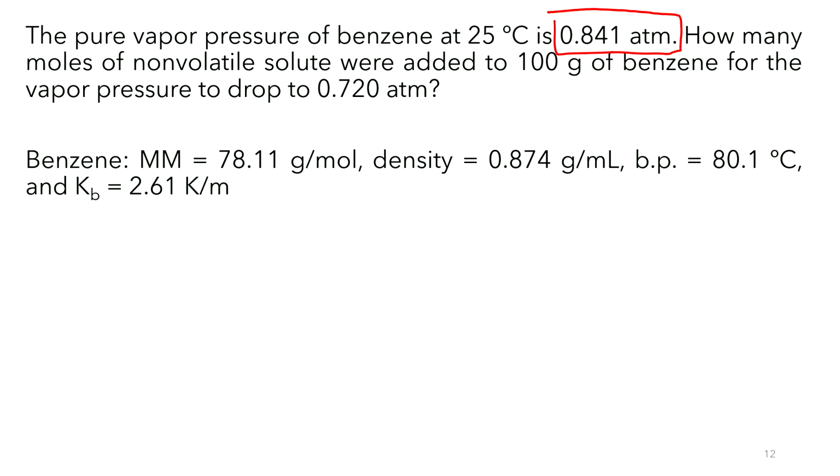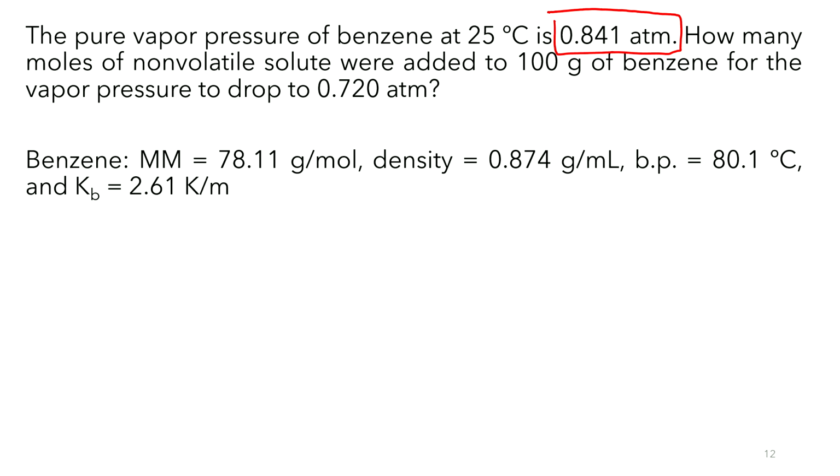That's benzene. And I want to know how many moles of non-volatile solute, I don't even name it because it doesn't matter what it is, as long as it dissolved and went into solution. I don't care what it is. I just need to know how much because it's a colligative property. Okay, so how many moles of that solute did we add to 100 grams of benzene if my vapor pressure dropped to 0.72 atmosphere as a result of that addition? Okay. Let your mind chew on that for a second.